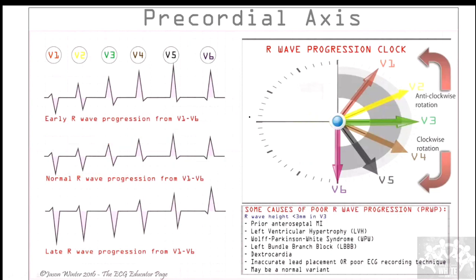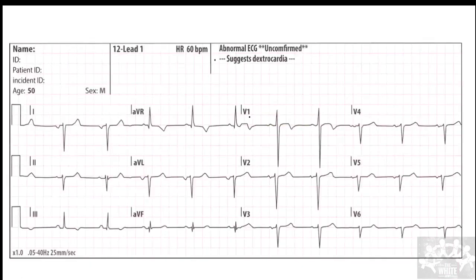Okay, so now let's say here what is happening. Why is the R wave normal in lead reversal? Lead reversal is happening only in the limb leads. V1 to V6 is completely normal. So the chest leads are completely normal, so you get a normal R wave progression in the chest leads.